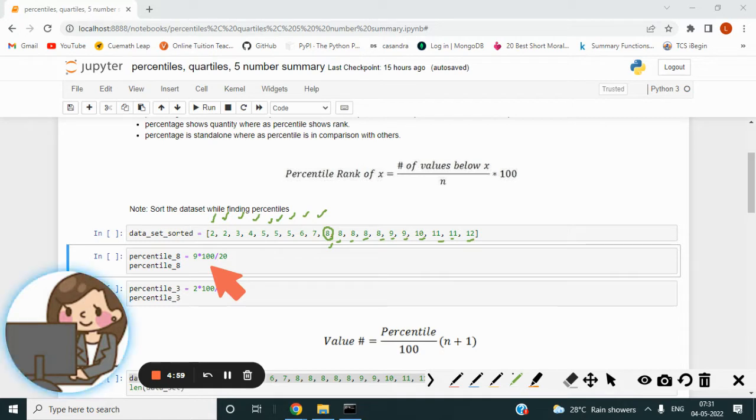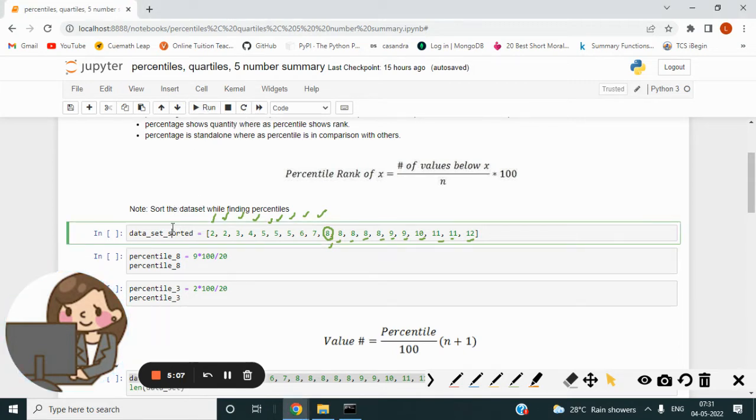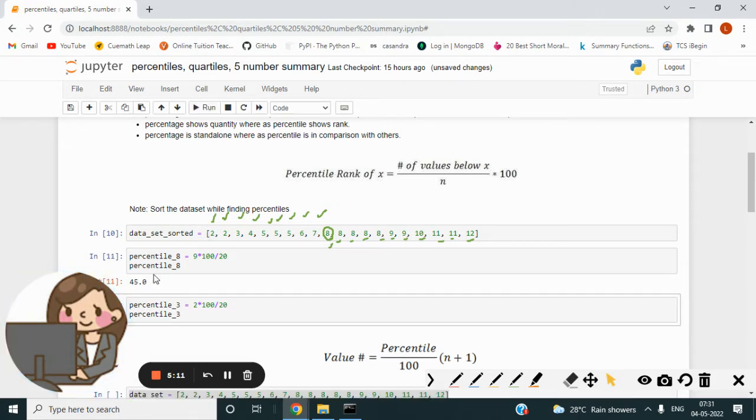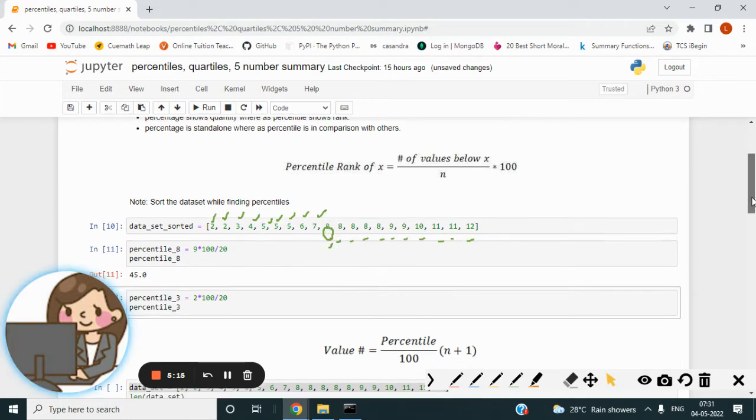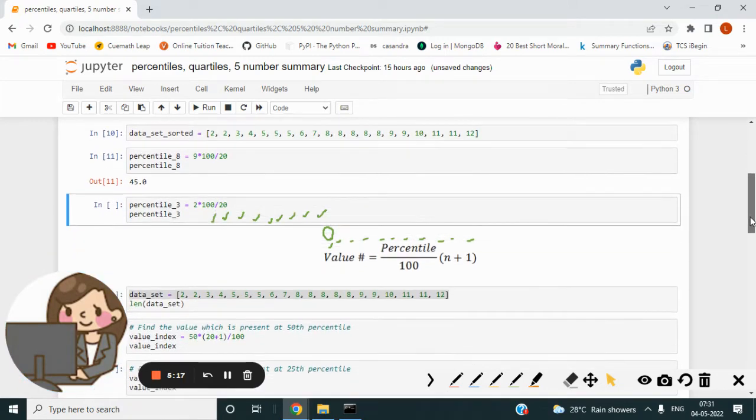And when we execute that, it is at the 45th percentile. Then value 8, the first 8 that we have over there is at the 45th percentile.